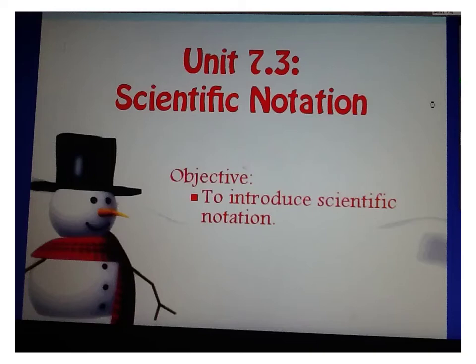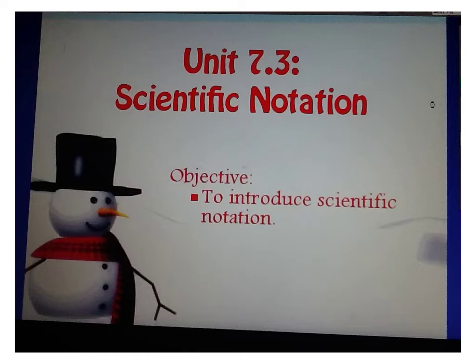Welcome to Lesson 7.3, Scientific Notation. This lesson is going to be an example of ways to show numbers. Once again, we've already taken a look at expanded notation, standard notation, and word and number notation. And this is just going to be one more example of how a number could be represented with numbers.